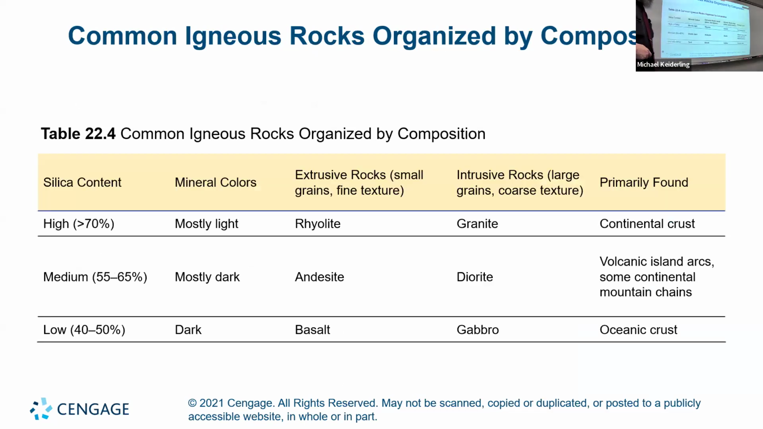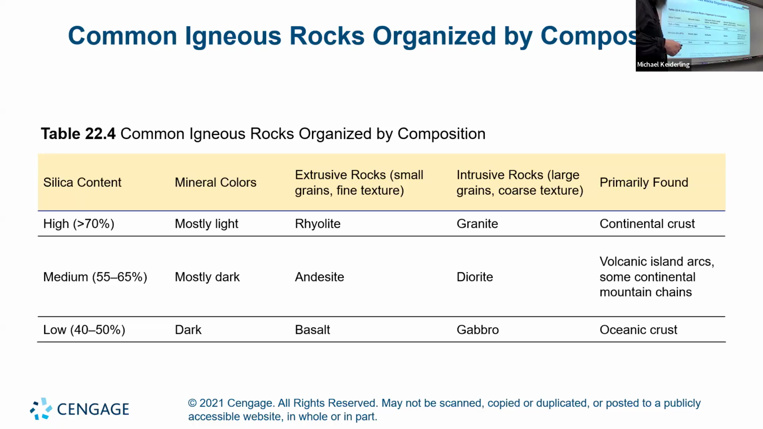So, just a general overview. High silica content rocks are light in color, also light in mass. They're low density. If they're extrusive, coming from lava, that's rhyolite. If they're intrusive, forming underground, that's granite. We had both rhyolite and granite in the samples you looked at. There were a couple different granites, and there was also rhyolite. Medium density is mostly dark. Extrusive is andesite. Intrusive is diorite.